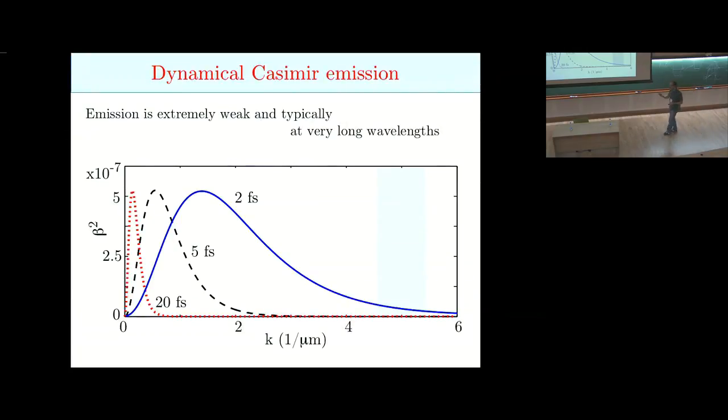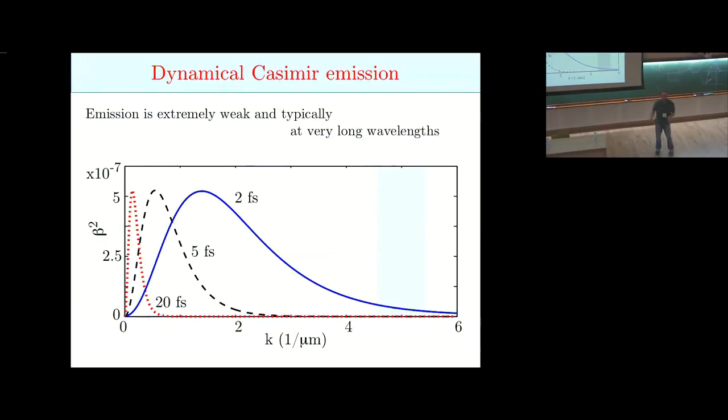For the emission from just one single film of graphene, we went through the numbers. Although the nonlinearity of graphene is quite high, so you can have relatively large delta n's, the emission is still extremely weak. This beta squared, which I'll describe now, gives a measure directly related to how many photons per second you can generate. It's a very small number. Depending on the rise time, for example pulses of 2 femtoseconds, 5 femtoseconds, 20 femtoseconds, the emission looks kind of black body-like, but it has a peak which very quickly shifts towards very long wavelengths. K here is just the inverse of the wavelength. For a 20 femtosecond pulse, we're already at wavelengths of the order of hundreds of microns, a wavelength region which is experimentally very hard to access and do any measurements.